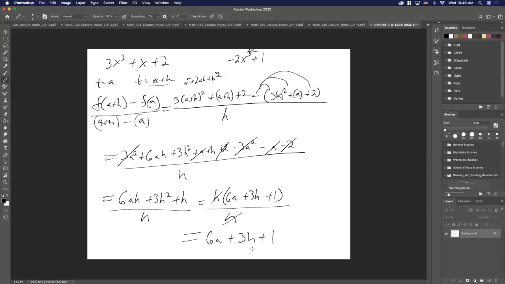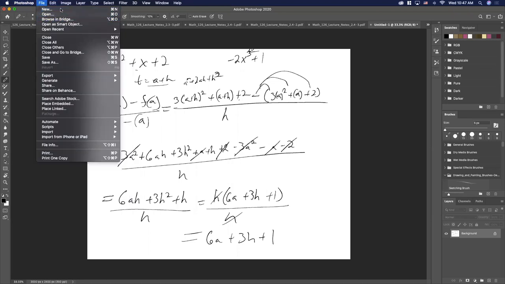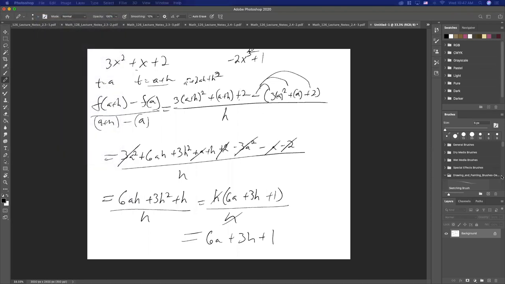Okay. All right. So we've done that one. I'll still do this one. I'll just have to get another sheet of paper. New sheet of paper. Okay, new sheet of paper.